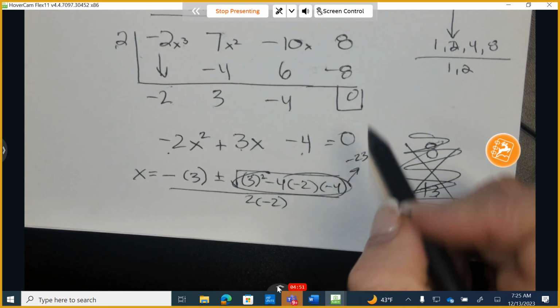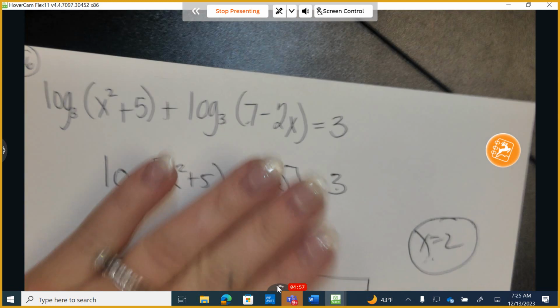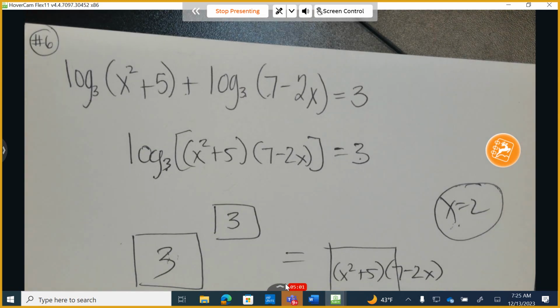We're going to have imaginary answers because we take the square root of a negative 23. We know that cannot produce a real number. So I'm looking for real solutions. I have one real solution. I've already tested it. The correct answer to number 6 is 2.